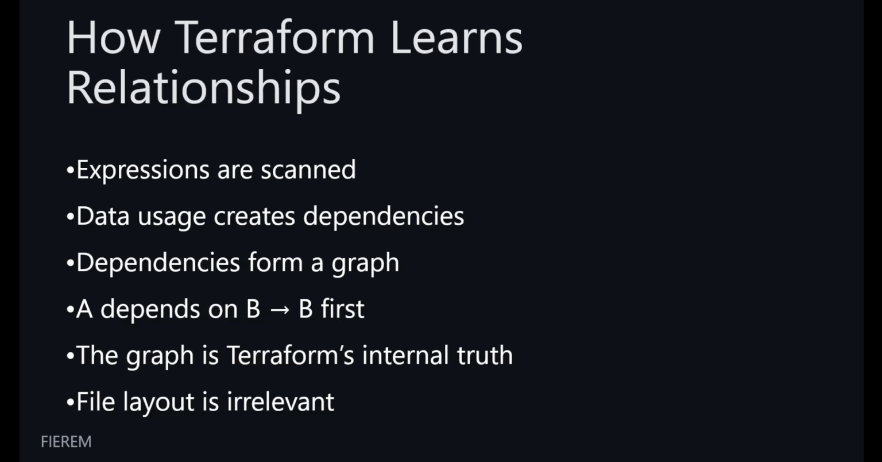Terraform scans expressions. It looks for places where one object needs data from another. That creates an edge in the graph. A depends on B, so B must exist first. That is the core mechanism. The graph is Terraform's internal truth, and that truth is independent of file layout.